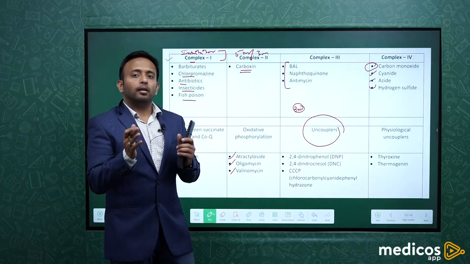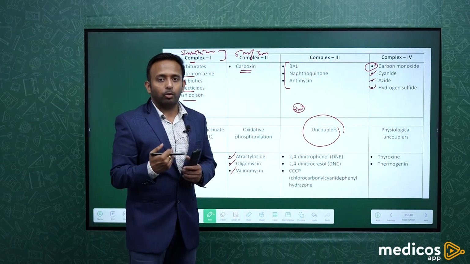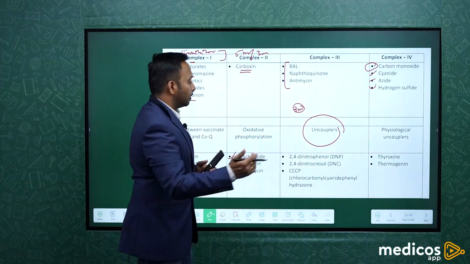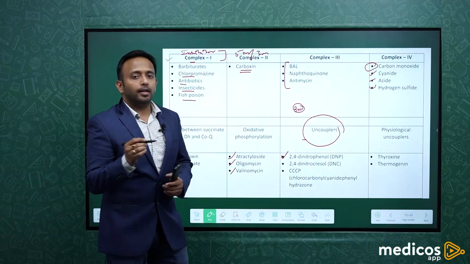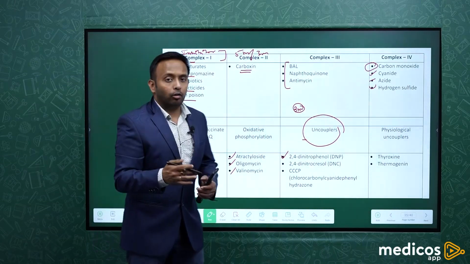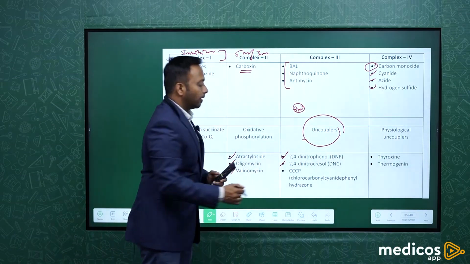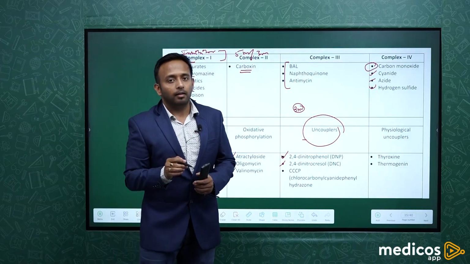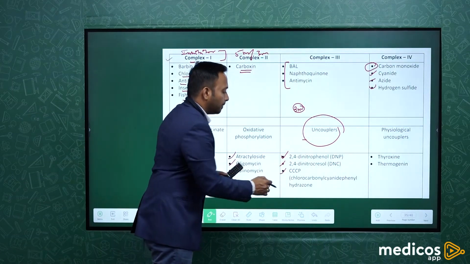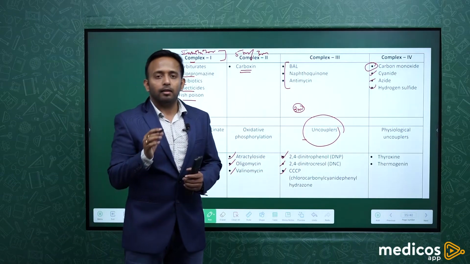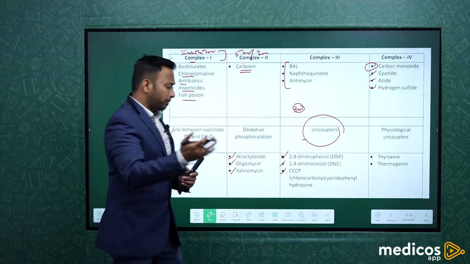There are some chemical uncouplers and also physiological uncouplers, meaning they are already present in our body and can uncouple these kinds of reactions. First we will see the chemical uncouplers: 2,4-DNP, that is 2,4-dinitrophenol, is one important uncoupler. One more is 2,4-dinitrocresol, another molecule which can be an uncoupler, and another is CCCP, that is carbonyl cyanide m-chlorophenyl hydrazone, which is an important uncoupler.